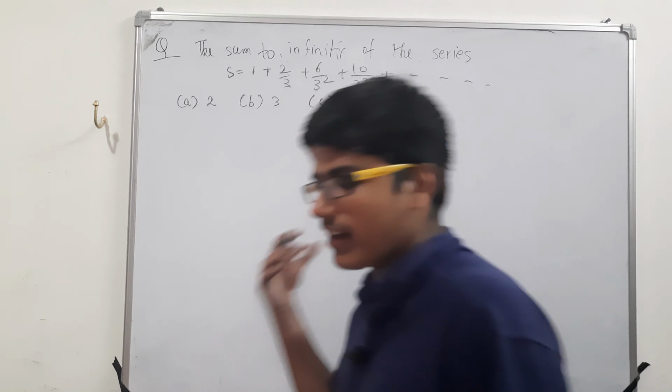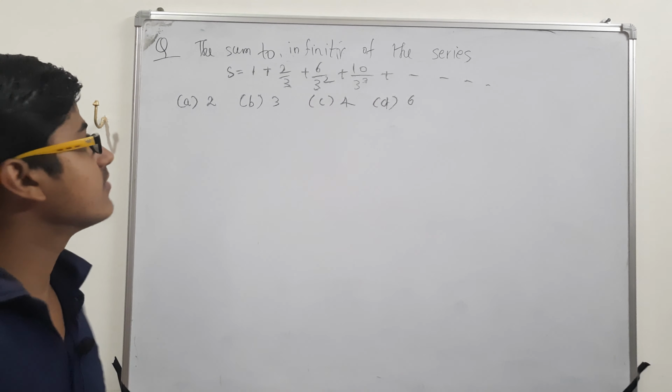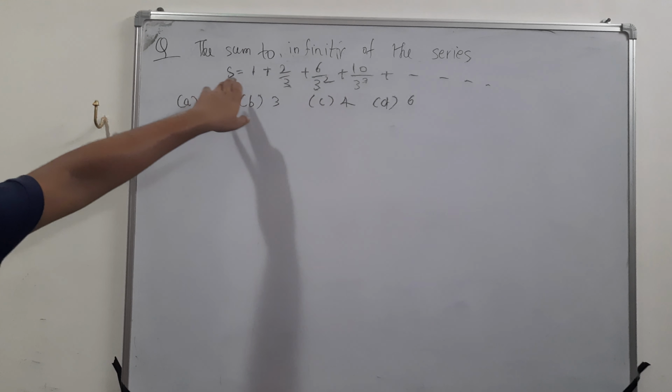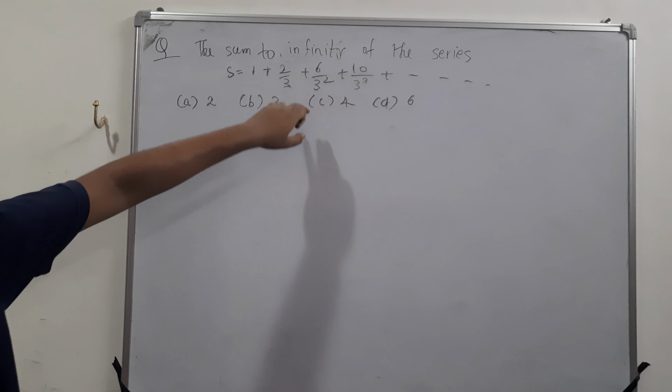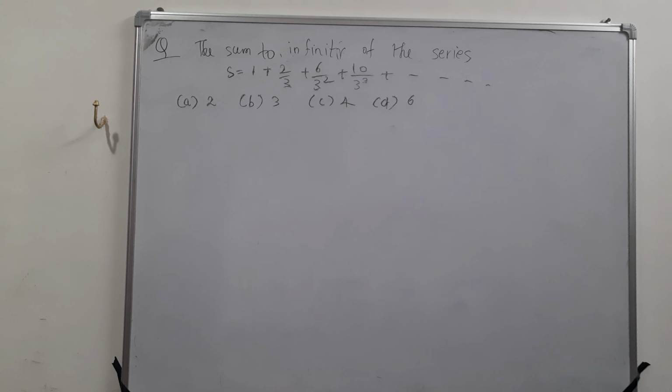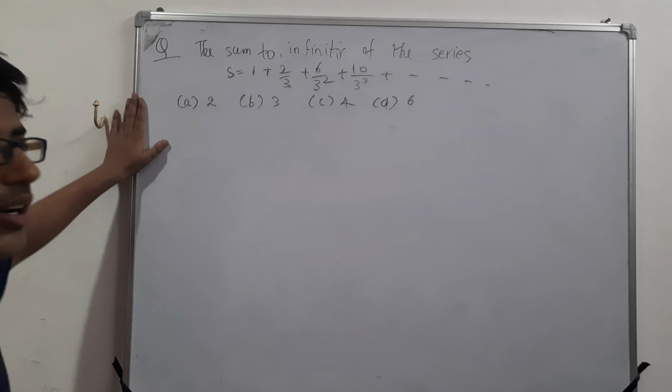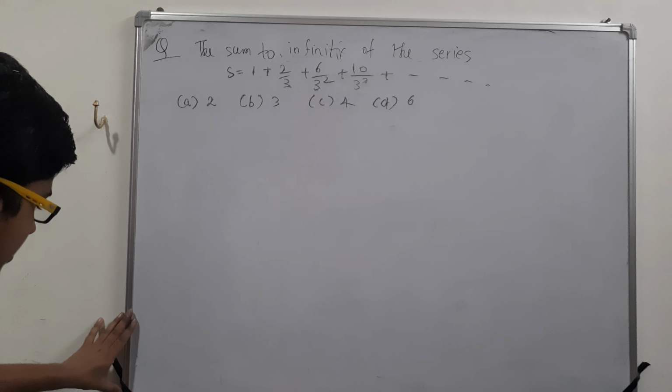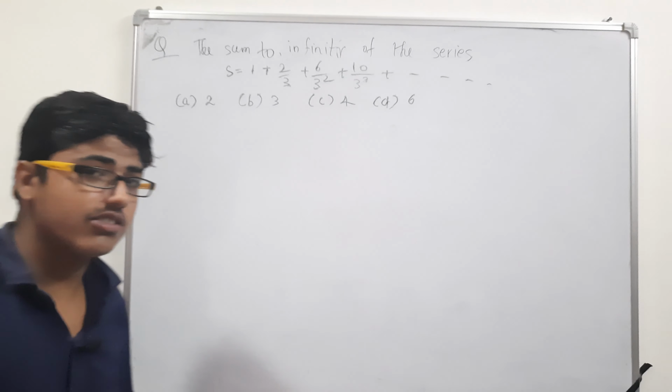Okay, so see the next question of our series that goes like: the sum to infinity of the series 1 plus 2 by 3 plus 6 by 3 square plus 10 by 3 cube up to infinite, and the options are 2, 3, 4 and 6. Just pause the video and try. This is quite simple question. When you are ready, just keep watching for the solution.